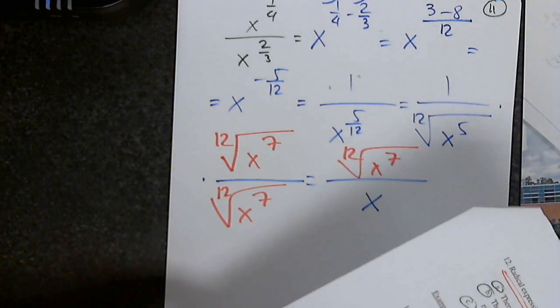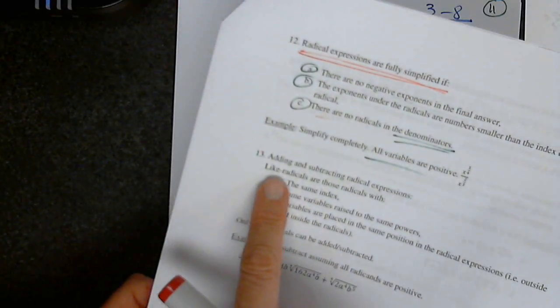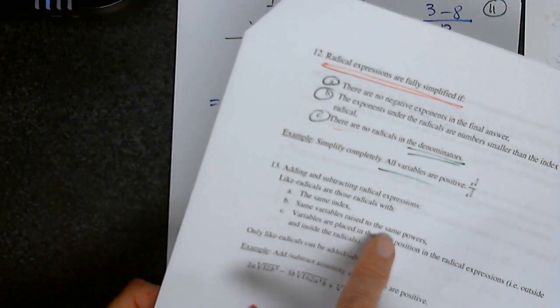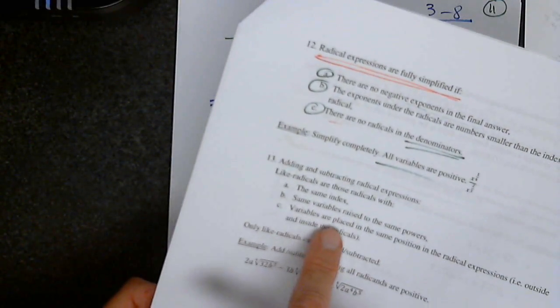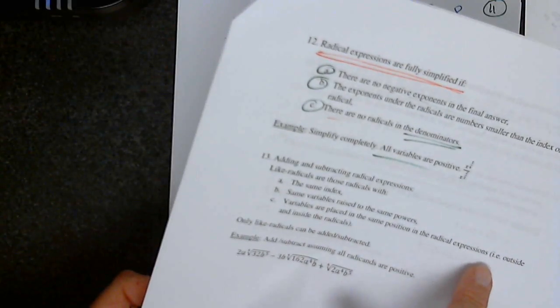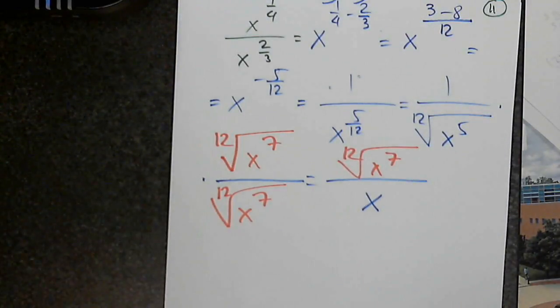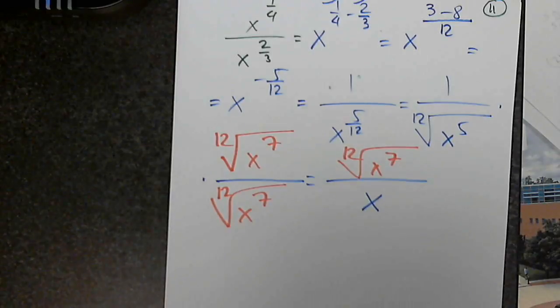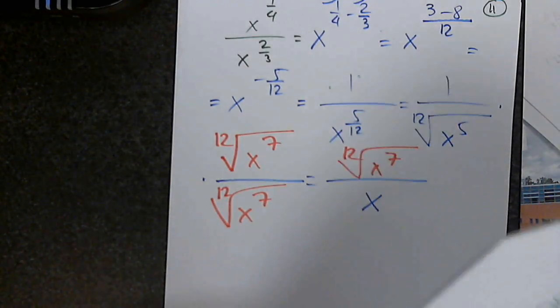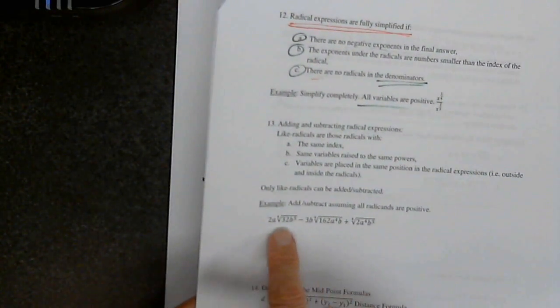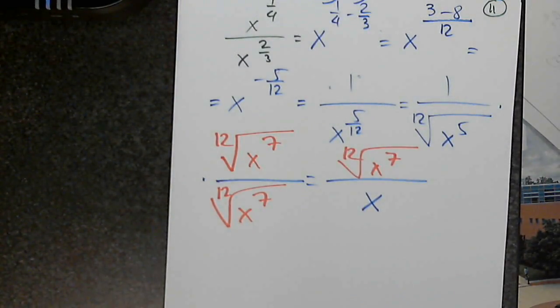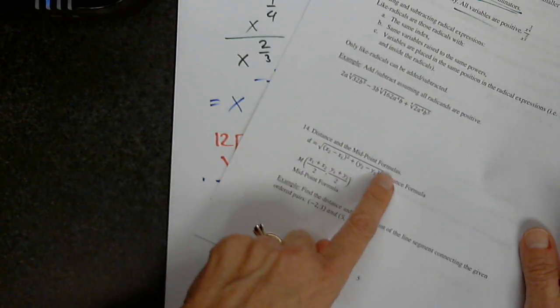Okay, adding and subtracting radical expressions. Like radicals are those radicals with the same index, same variables raised to the same powers, and variables are placed in the same position in the radical expression, outside or inside. So only like radicals can be added and subtracted. I think we worked on these problems together already. Okay, very good. So now at the bottom of page 5, distance and midpoint formulas.